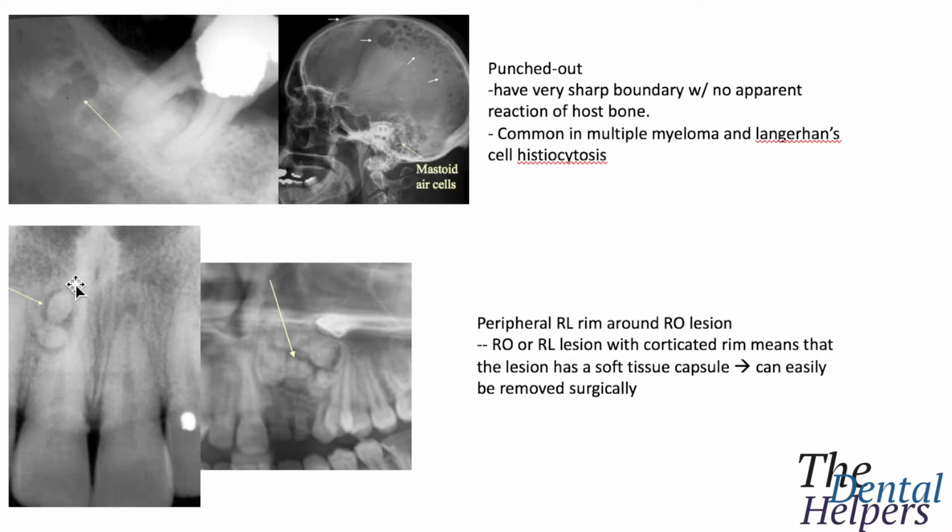The next one we have right here is a peripheral radiolucent rim around a radiopaque lesion. The beauty of these types of lesions is they can easily be removed. They're not going to cause any problems with removing them. So if you want a sort of lesion, this is the one you want because it means that you can easily take this sucker out.